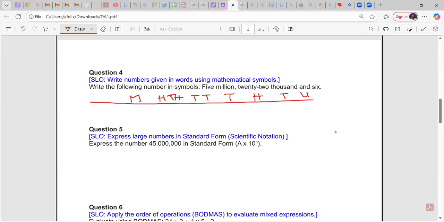Now, you write it exactly how it sounds. 5 million, 22,000. So you got 2 by your tens of thousand will give you the 20,000 plus 2,000. So that becomes 22,000 and 6. So there's no 100 mentioned here and 6. There's no 100,000 mentioned here. So if you are writing 5,022,006, that is what it will look like.